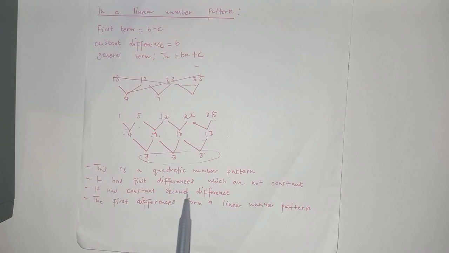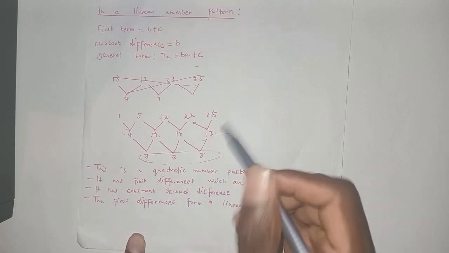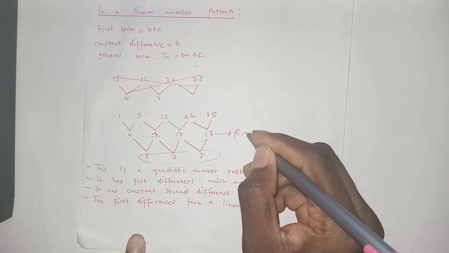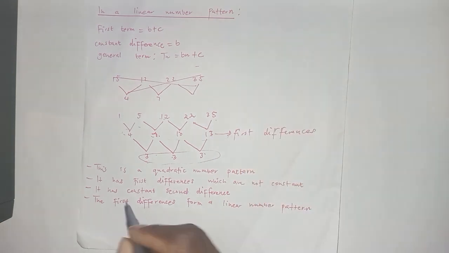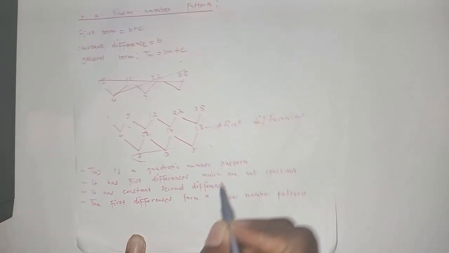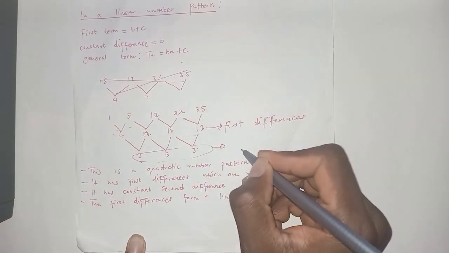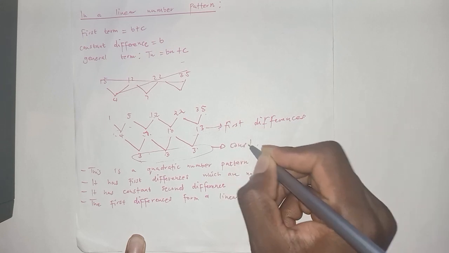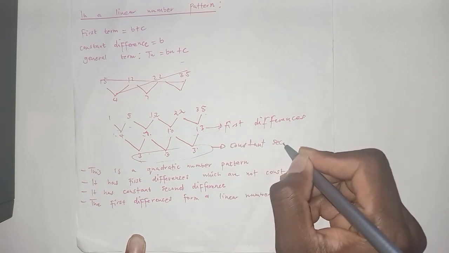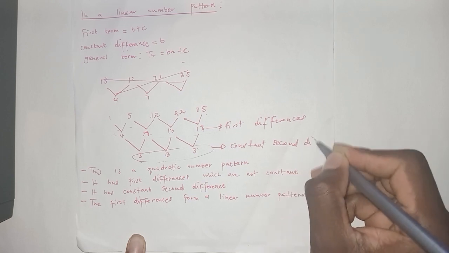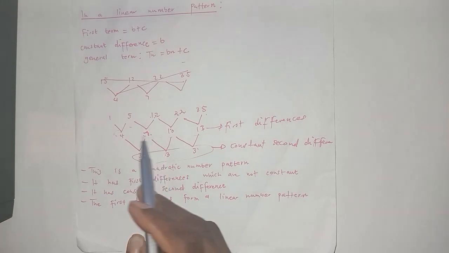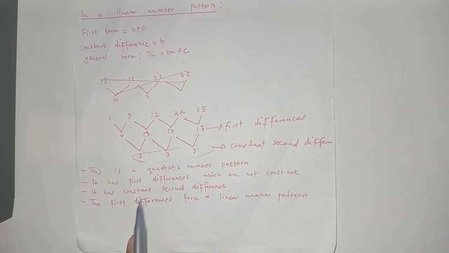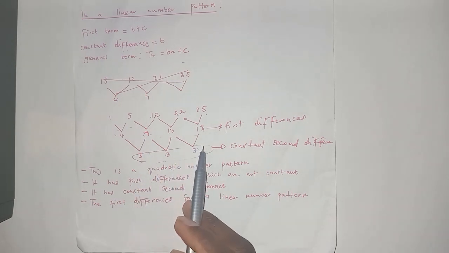Like I said, it has first differences which are not constant. These ones are the first differences. And then it has a constant second difference right there. The first differences form a linear number pattern. Let me explain what that means.